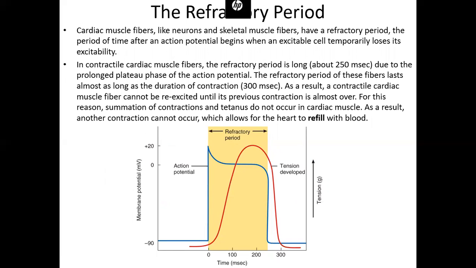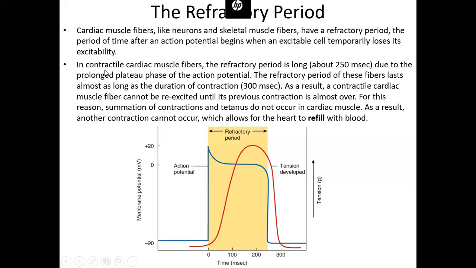Okay, cardiac muscle fibers, like neurons and skeletal muscle fibers, have a refractory period, a period of time after an action potential begins when an excitable cell temporarily loses its excitability. Okay. Here we show in blue our illustration of the action potential, what we just saw on the previous page. What we're showing here in red is the tension that's developing, so the contraction process that's taking place as we go through that action potential. The time gets expanded out quite a bit, so we have a long contraction period before we relax. Okay, so let's read through why that's important.